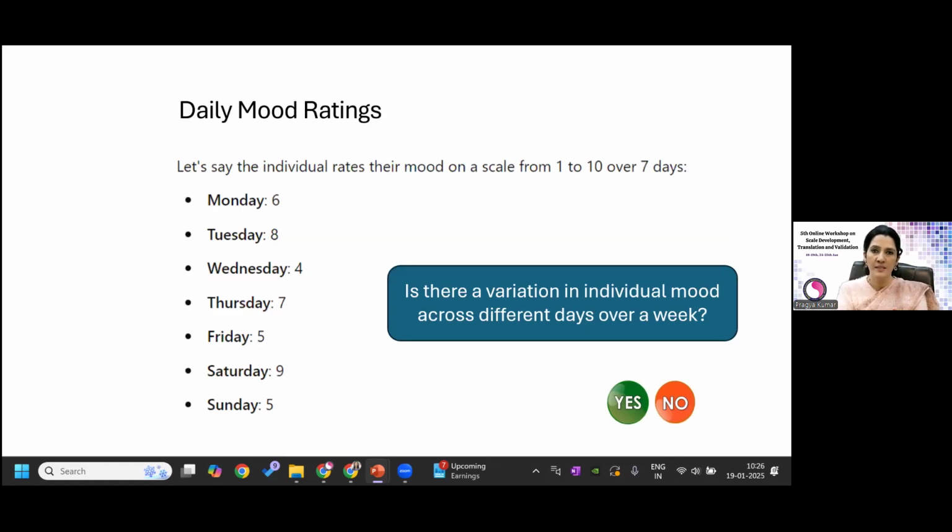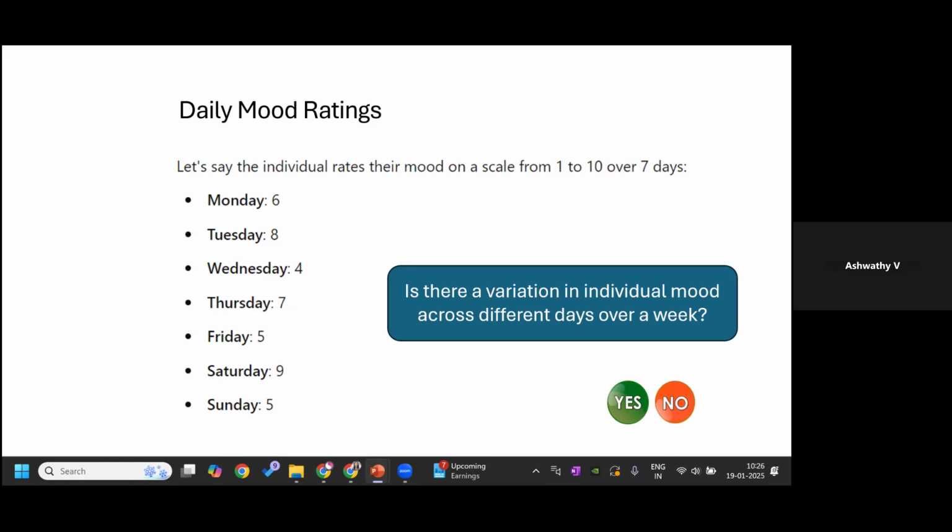So this is just a simple example. You can see here that there is an individual and a score of a daily mood rating. The daily mood rating score, I have to score it from 1 to 10.